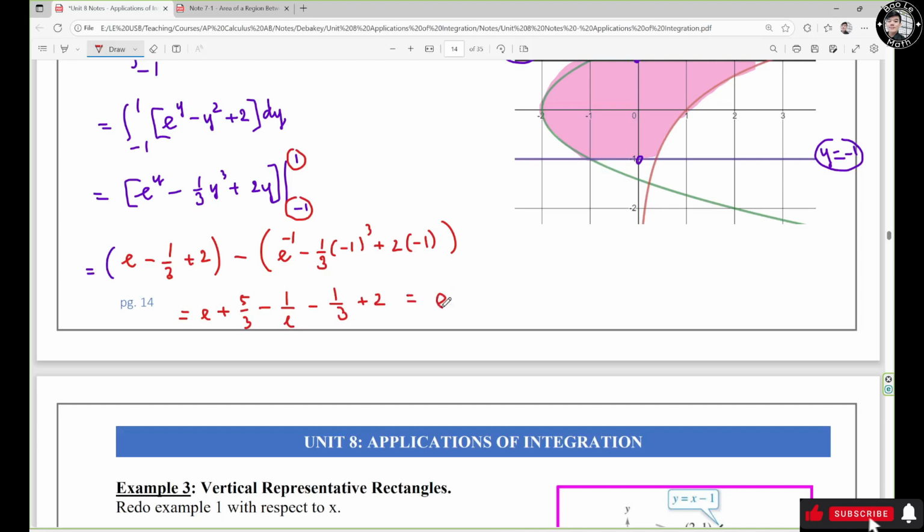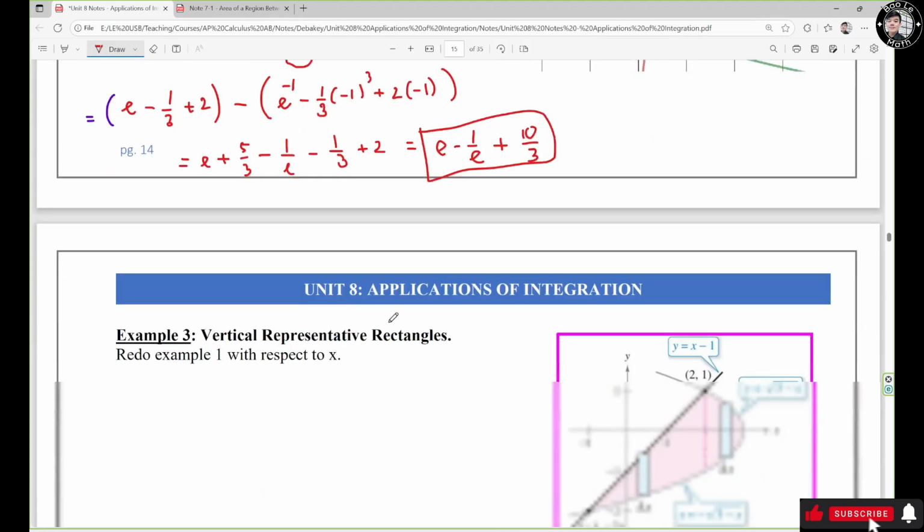So it's going to be e minus 1 over e, right? Now 5/3 subtract 1/3 is going to be 4/3, right? 4/3 plus 2 is going to be 10/3, right? This one is the final answer, right?